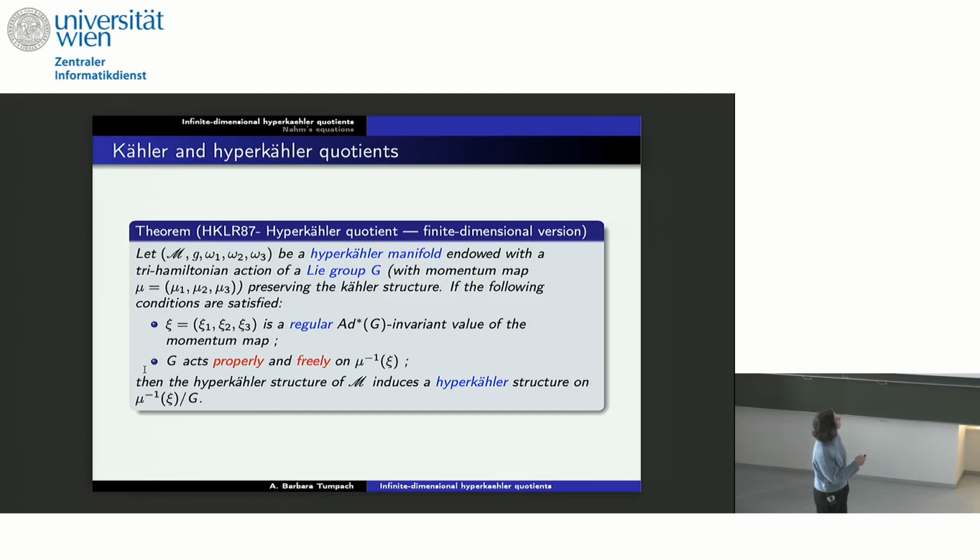And the group is preserving all the Kähler structures, preserving this hyperkaehler structure. Again, you have some regularity assumption for the value of the covector that you take, so now there are three elements of the dual space of the Lie algebra to be taken. And if the group acts nicely, then you get a hyperkaehler structure on the quotient, which is a level set of this moment map by the group G. So here the dimension is the dimension of M minus 4 times the dimension of the group.